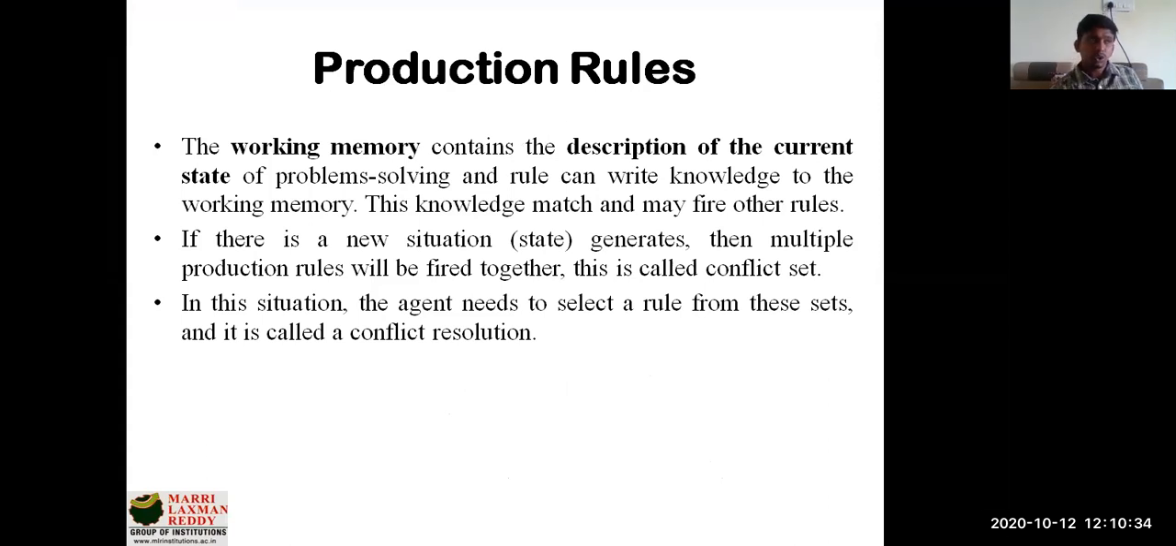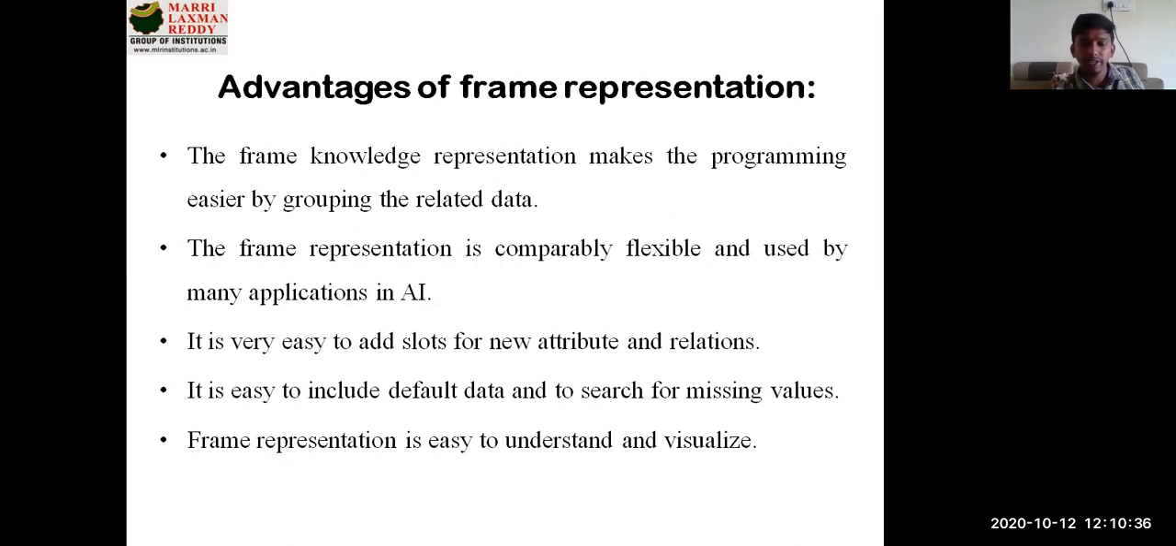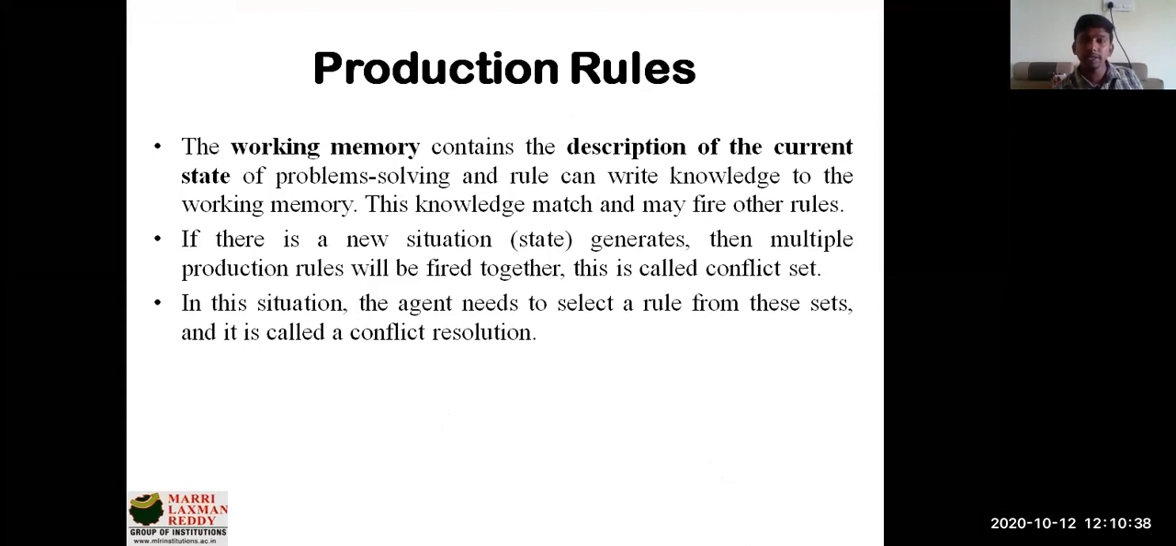Here you can see the working memory contains the description of the current state of problem solving, and the rule can write knowledge to the working memory. If the knowledge is matched, it will fire, that is, it will give some solutions according to the knowledge it has.